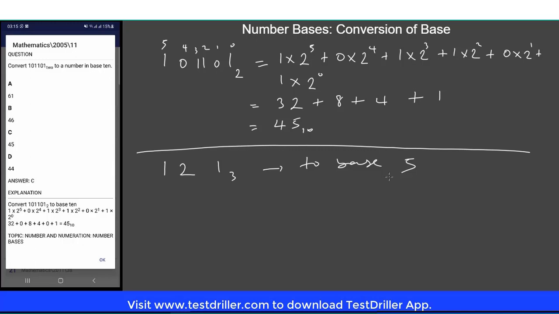So what you do here is you first convert 1 2 1 in base 3 to a number in base 10. Then whatever you get in base 10, you convert to a number in base 5. So you perform two operations. You first convert to base 10, then from base 10, you convert to that other base, which is base 5. So let's take a look at how to go about this.